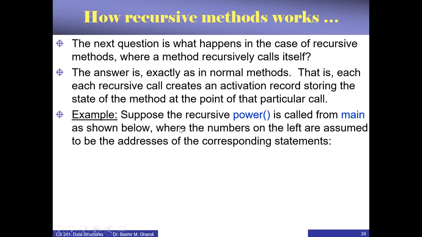To see this, let us take an example. Suppose the recursive power method is called from main, as shown below. Main calls power with 5.6 for x and 2 for n. Remember the power method takes two arguments, x and n. For demonstration's sake, we're going to put numbers on the left to indicate the address of statements. In this case, let's assume this instruction is address number 136.